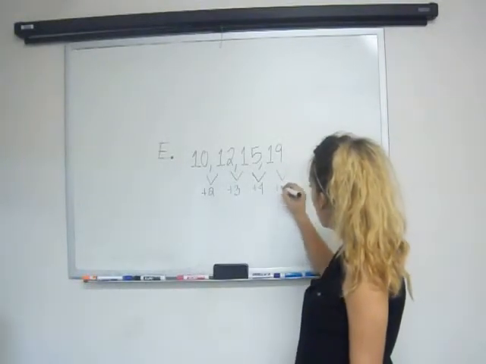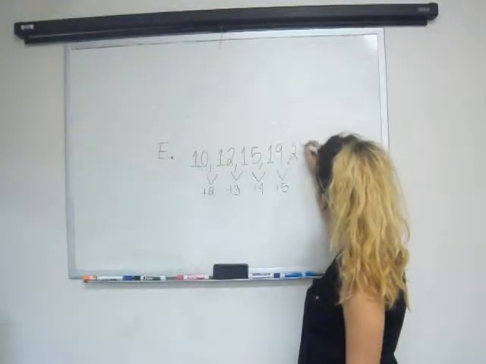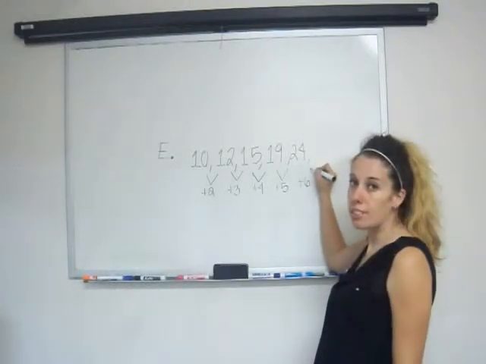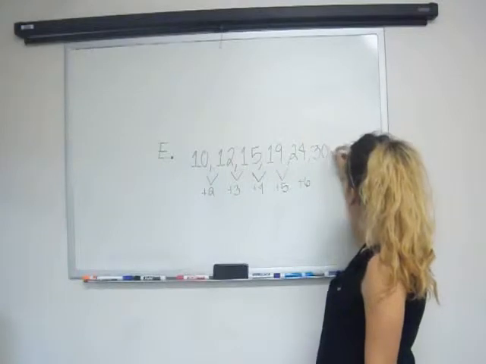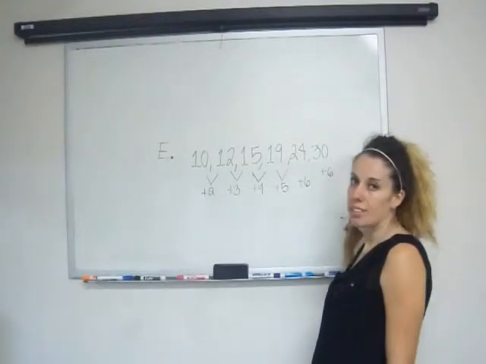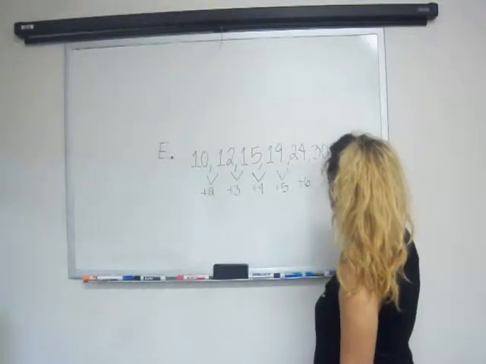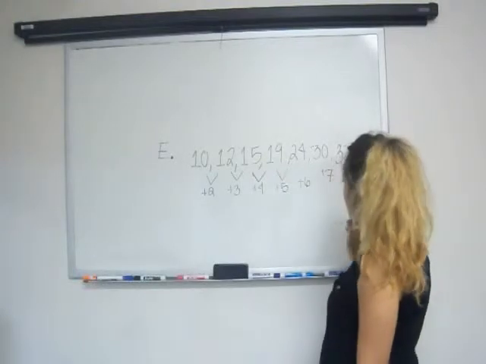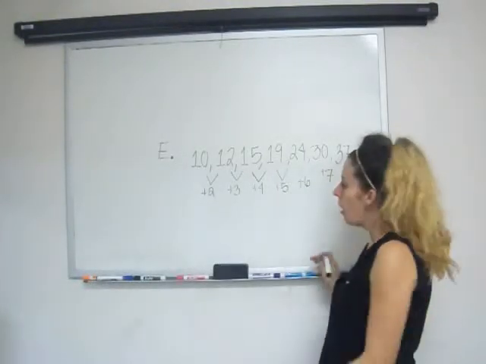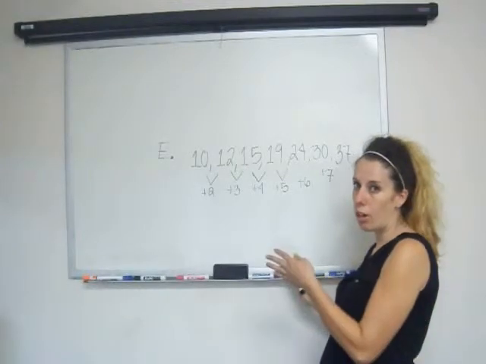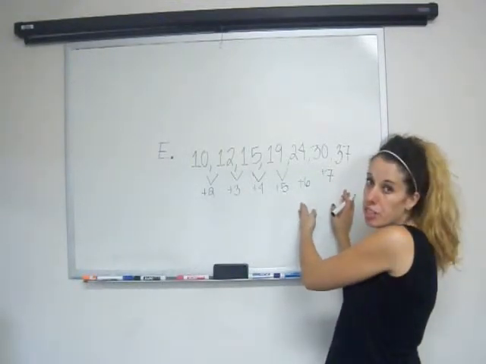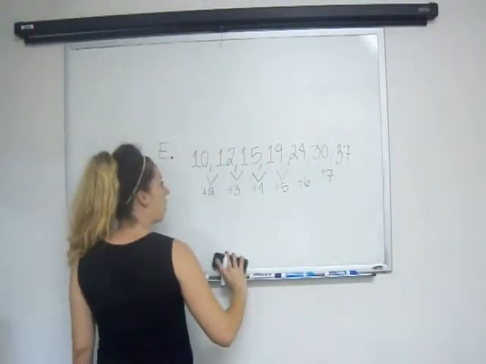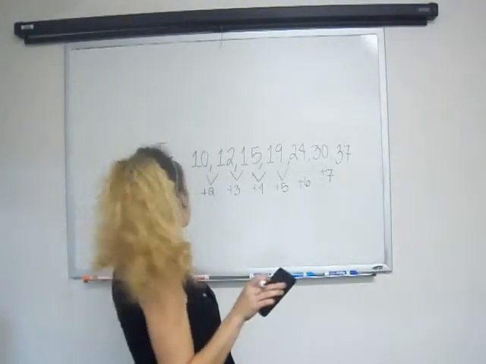So 19 plus 5 is 24. And we're going to add 6 on the next one. So 24 plus 6 is 30. And then 30 plus 7 is 37. Okay, so this one was a little different than the previous problems, but we still found the pattern, and we just applied our inductive reasoning and found our last 3 terms of the sequence. And so we'll move on to question F.